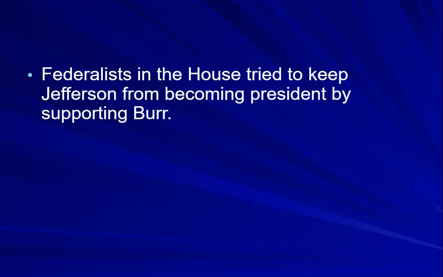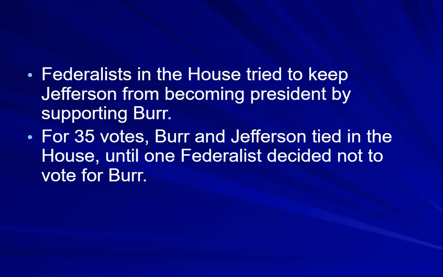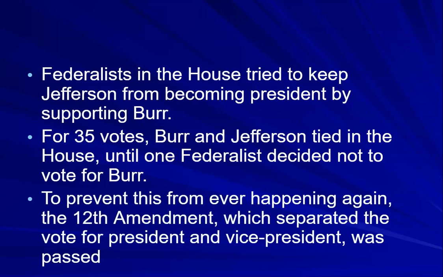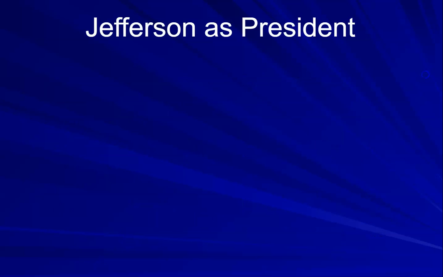The Federalists in the House tried to keep Jefferson from becoming president by supporting Burr. For 35 separate votes, Burr and Jefferson tied in the House of Representatives until one Federalist decided not to vote for Burr, and that gave Jefferson the presidency. And then Burr became the vice president. To prevent this from ever happening again, the 12th Amendment, which separated the vote for president and vice president, was passed and then ratified by the states.